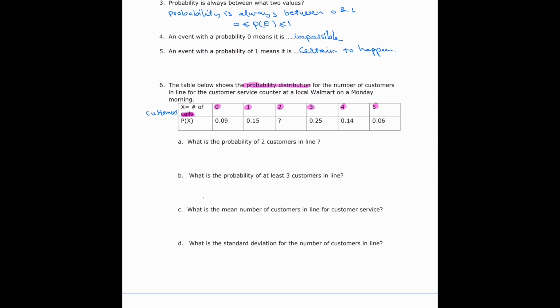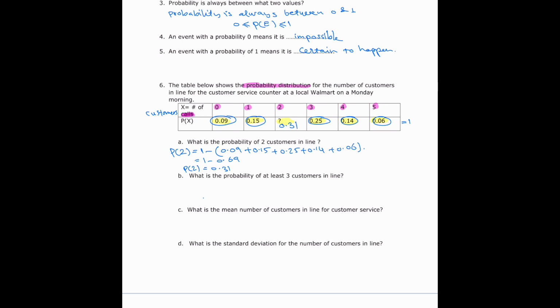Because this is a probability distribution, I know that if I add the probability of each of these numbers, the final answer must be equal to 1. So, to find the probability of 2 customers standing in line, that is 1 minus the sum of all of the other given probabilities. So 0.09 plus 0.15 plus 0.25 plus 0.14 plus 0.06. We're going to do the addition first, and then we're going to subtract. So this is going to give me 0.69. And that gives me the probability of 2 is 0.31, which means I can replace that with 0.31.